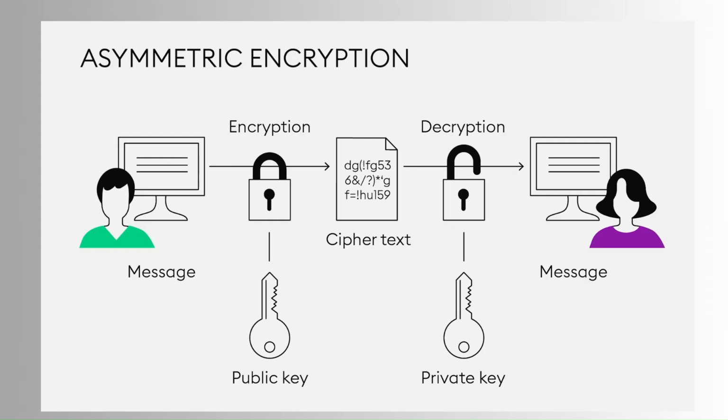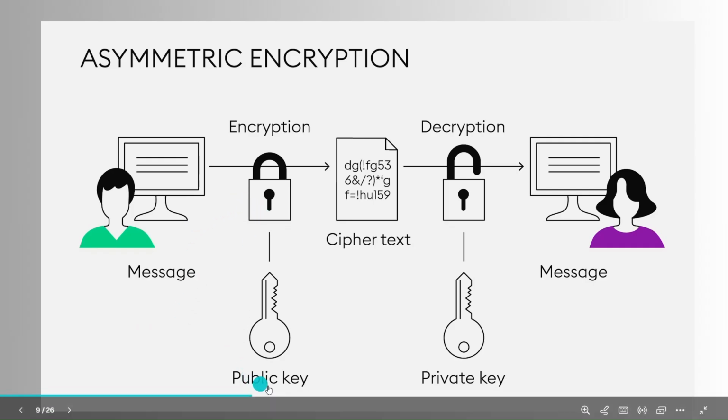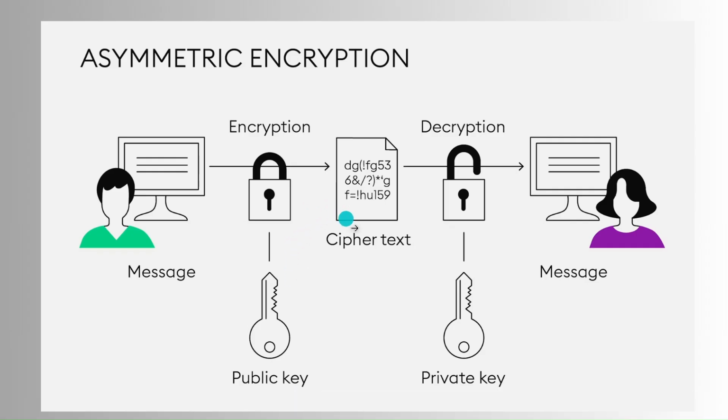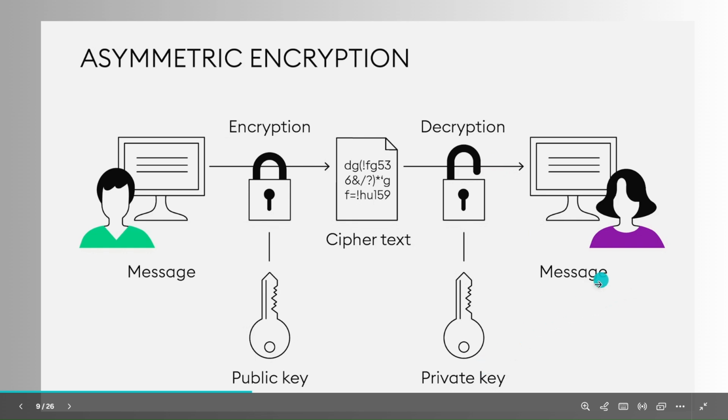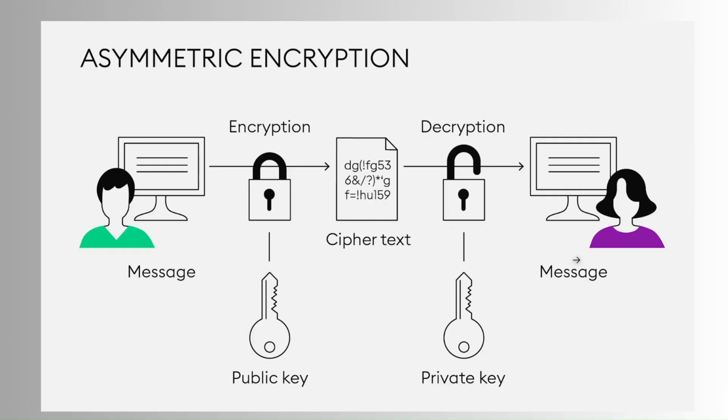Now this is a diagram representation. What happens here is that the message from the sender is first encrypted using a public key, which is of the user. Then the ciphertext generated is sent through the insecure channel. At the receiver side, the ciphertext is decrypted using the receiver's private key and then converted again into the original text, which is a readable text.